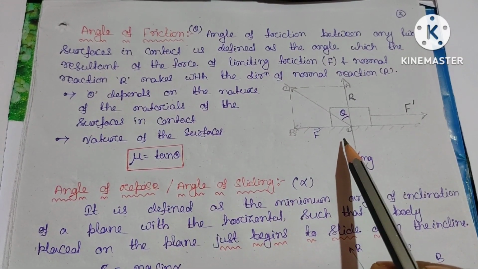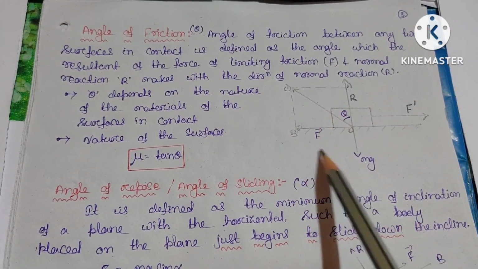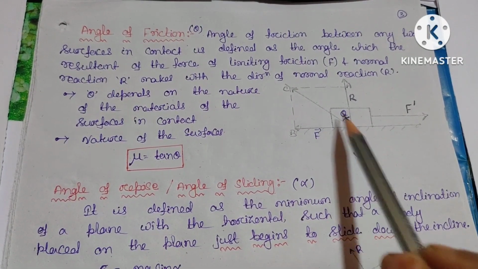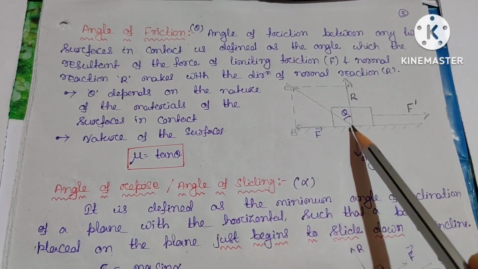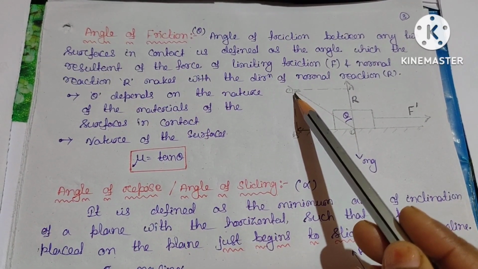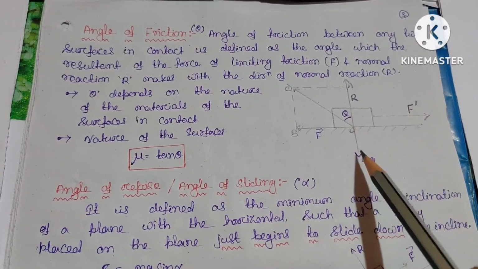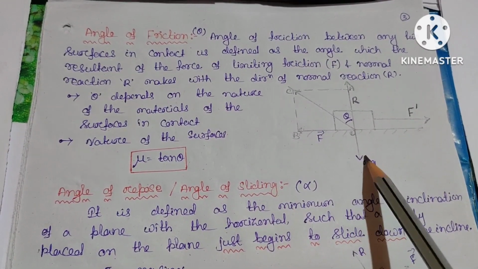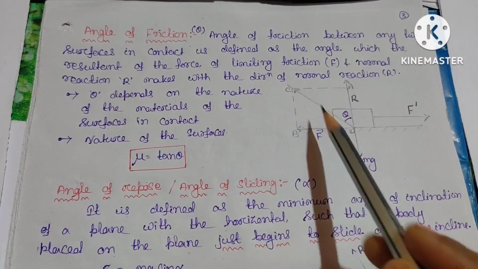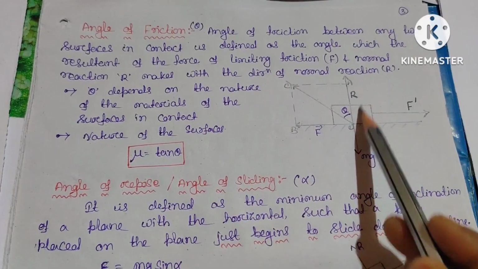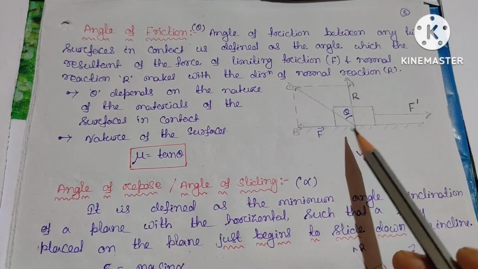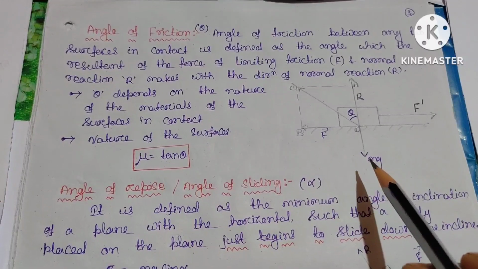This parallelogram OACB, if we complete this parallelogram, this will be the resultant force. So this OC represents the resultant of R and F. I think that is clear. So this angle AOC, that is this angle theta, is the angle of friction between the two bodies in contact.